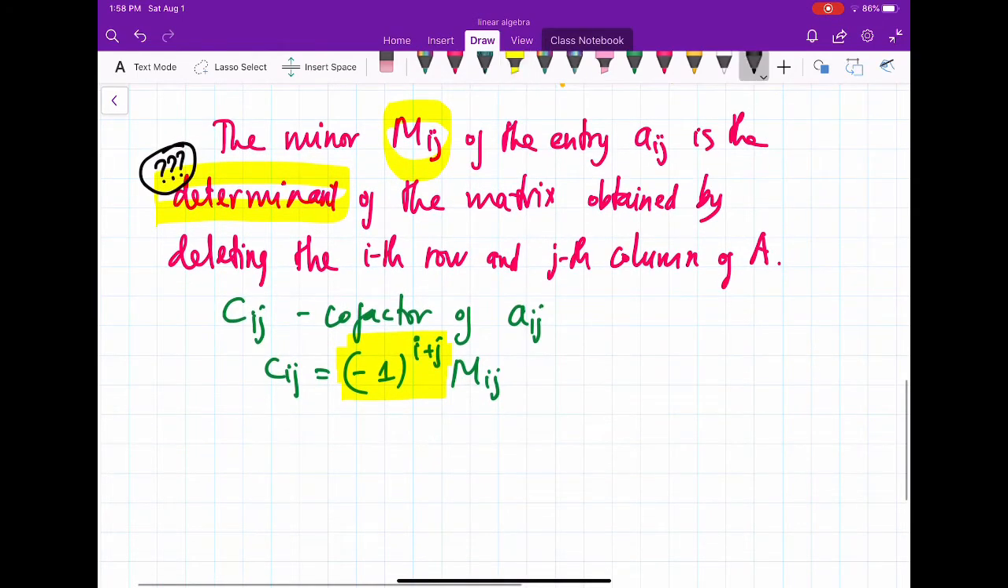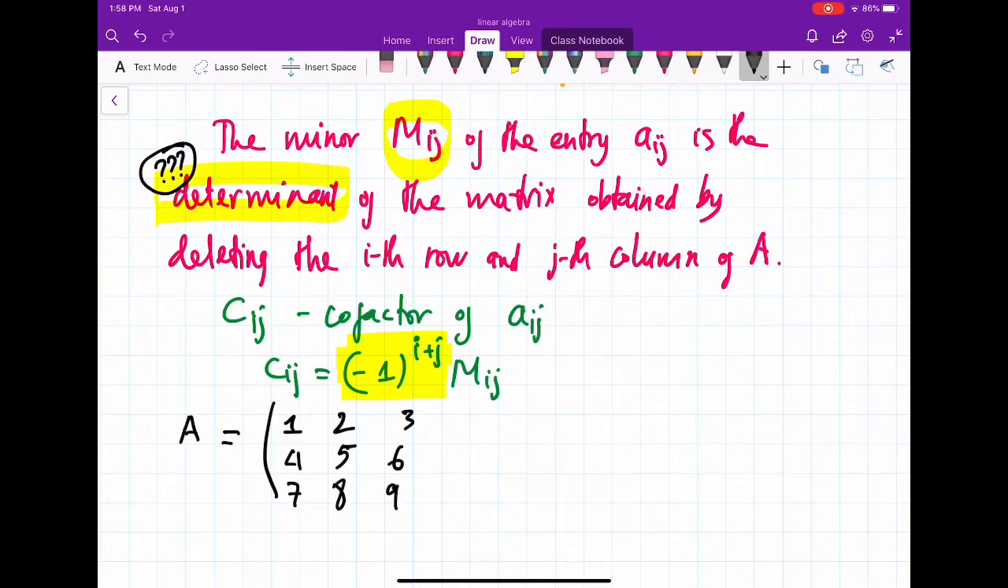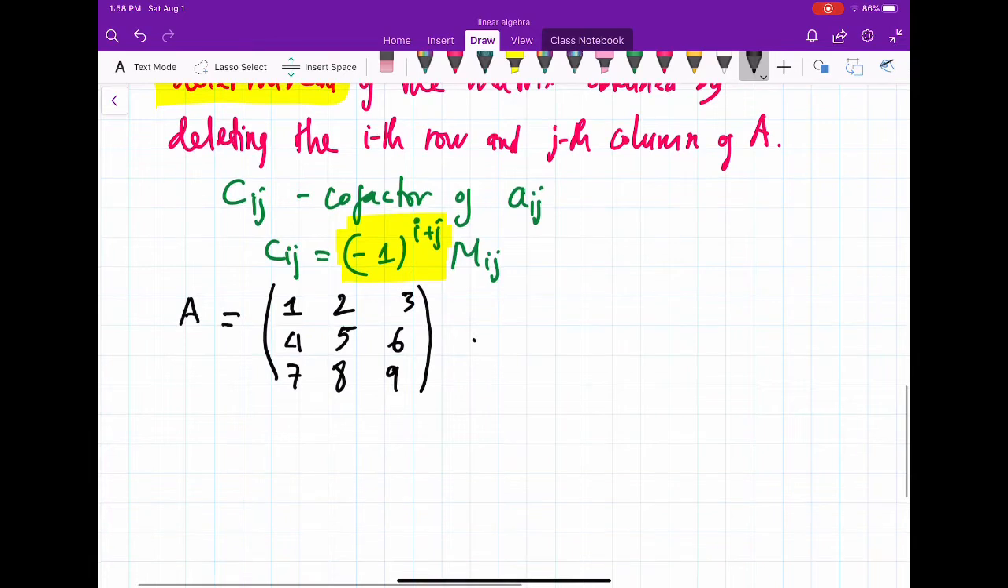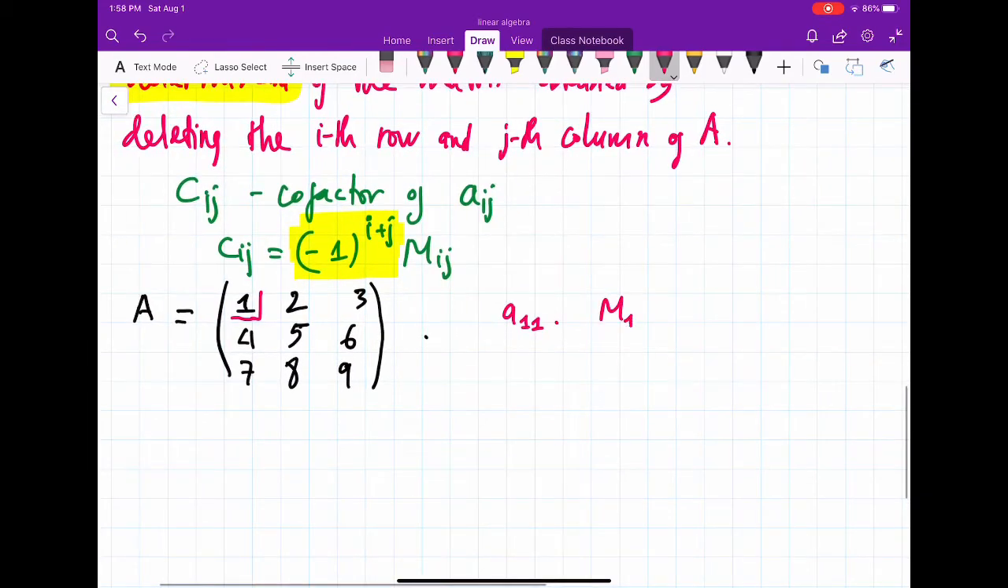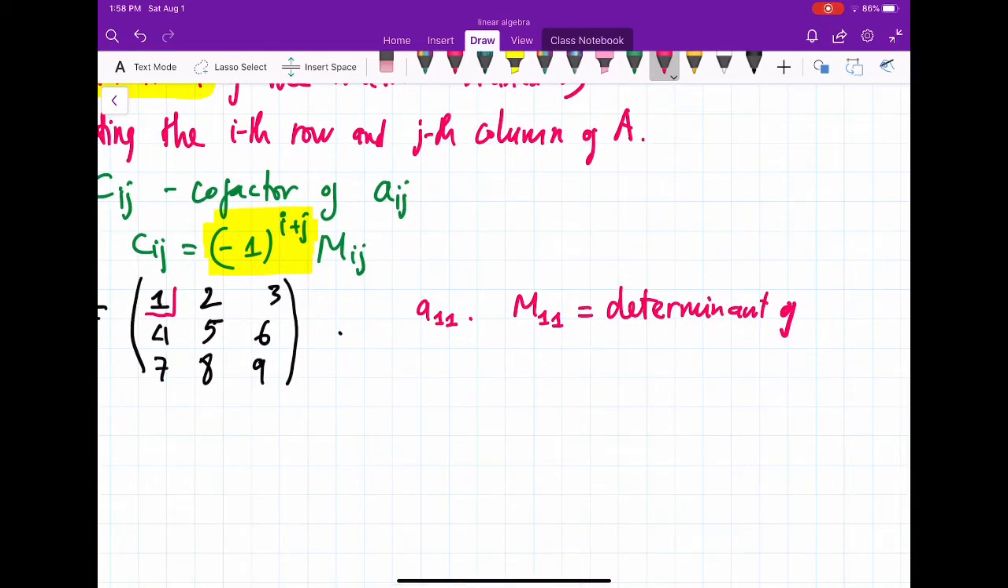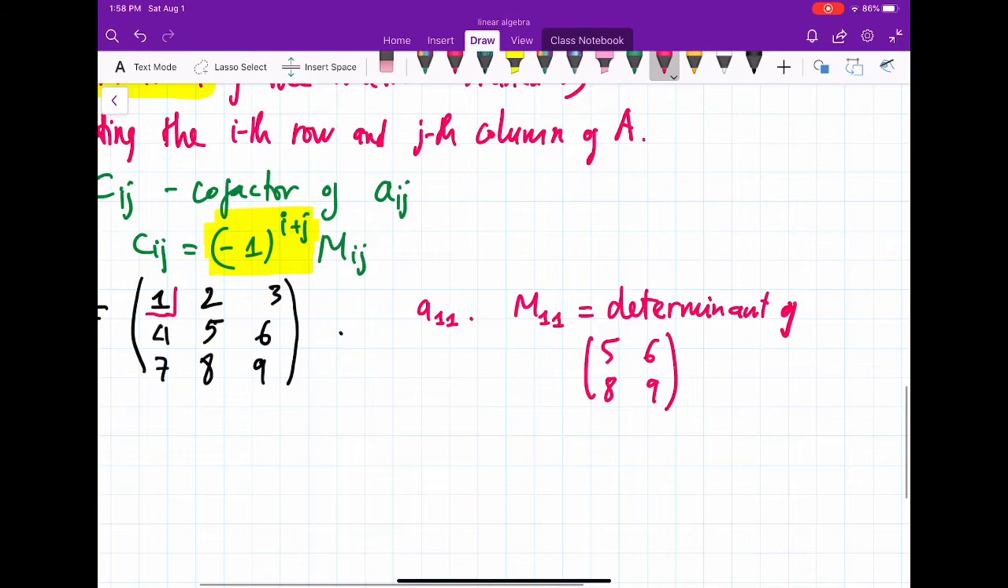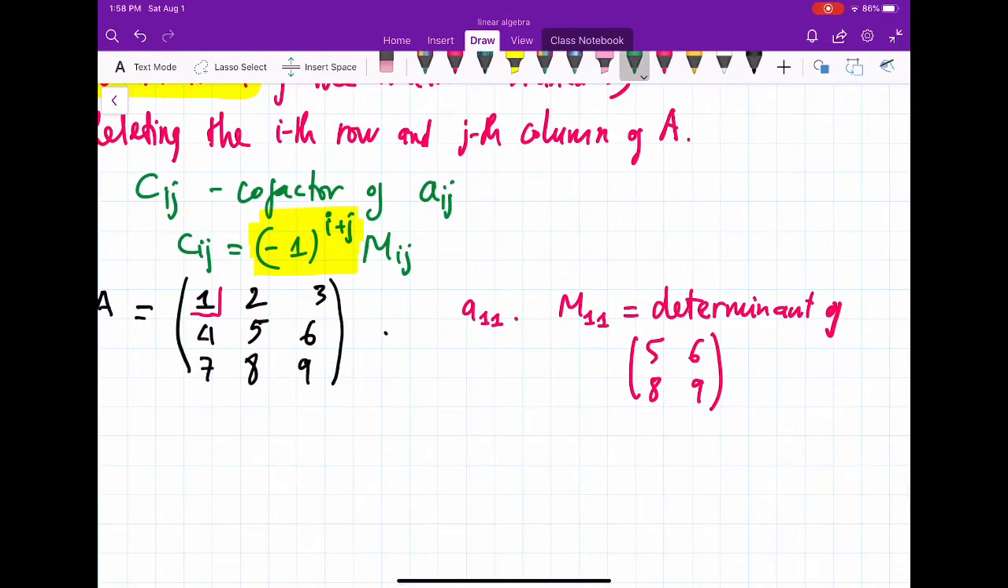Let's consider the following example for a 3 by 3 matrix. Suppose that you have 1, 2, 3, 4, 5, 6, 7, 8, 9. Let's pick A11. So for A11, you have M11. What is that? That is the determinant of the matrix 5, 6, 8, 9. You see, because you already deleted this row and this column. So the remaining part is 5, 6, 8, 9.